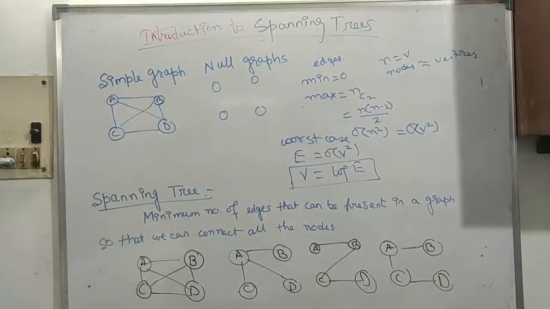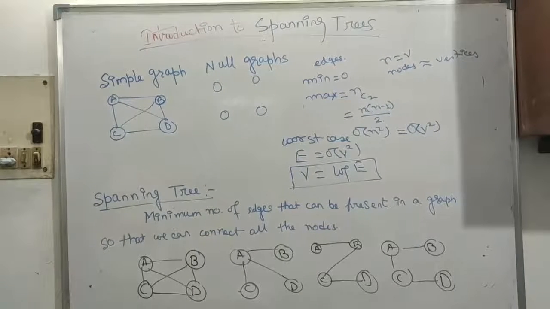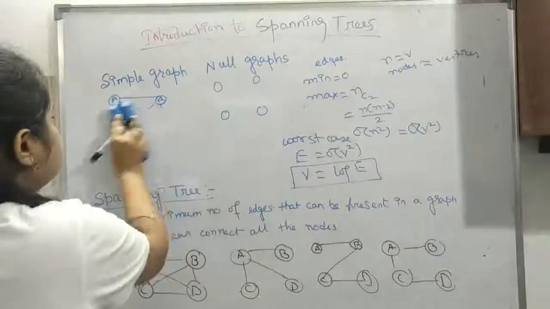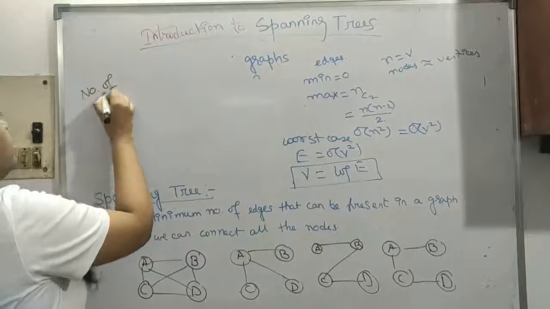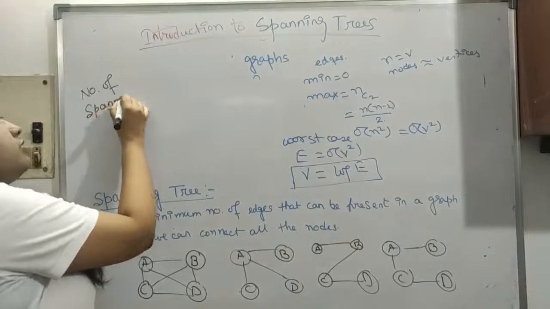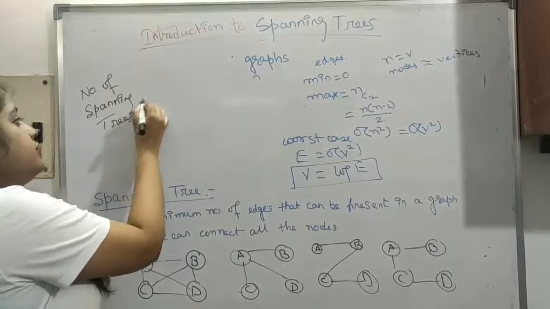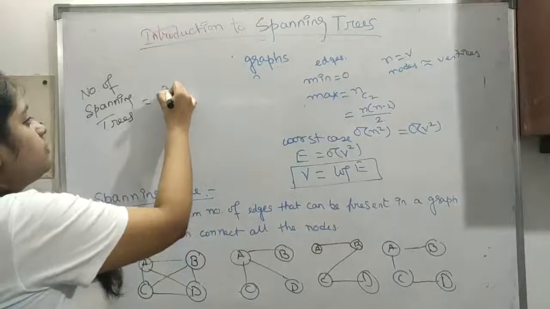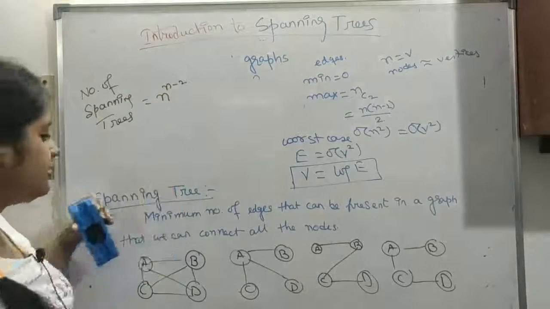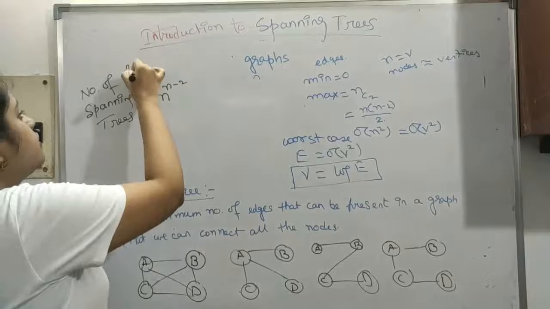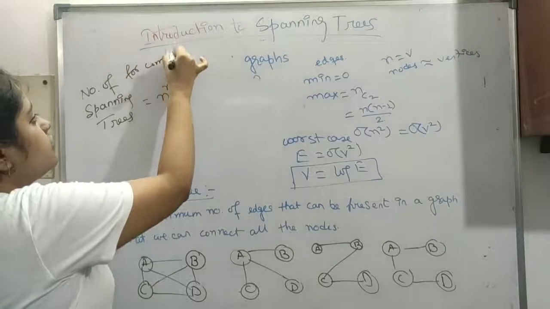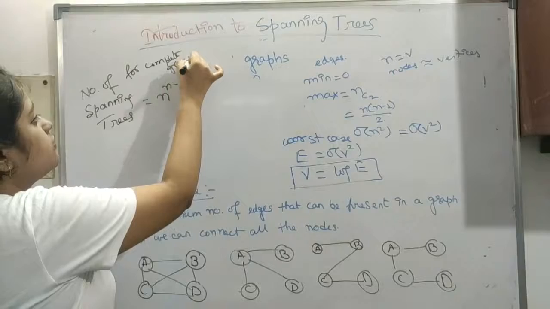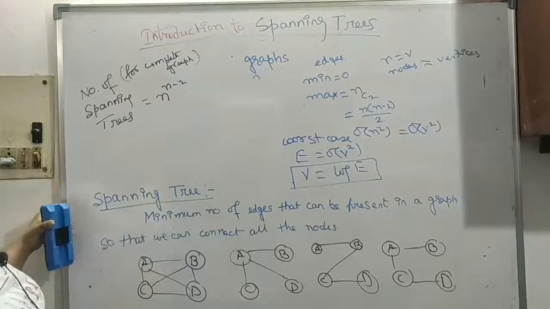Now there is a formula. Sorry, let me rub this part. So there is a formula for the number of spanning trees. This formula is used a lot of times and questions may come. It is n to the power n minus 2, where n is the number of nodes present. So for a complete graph, the number of spanning trees is this.